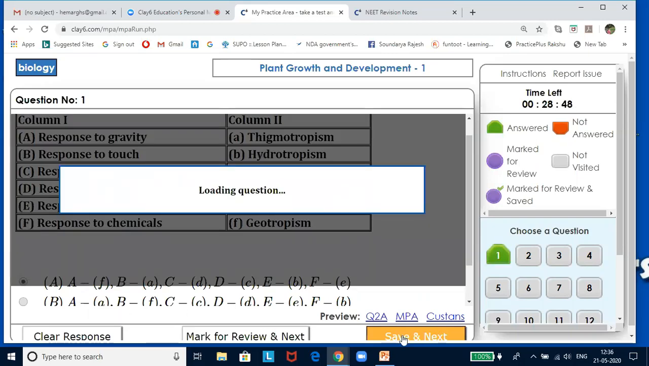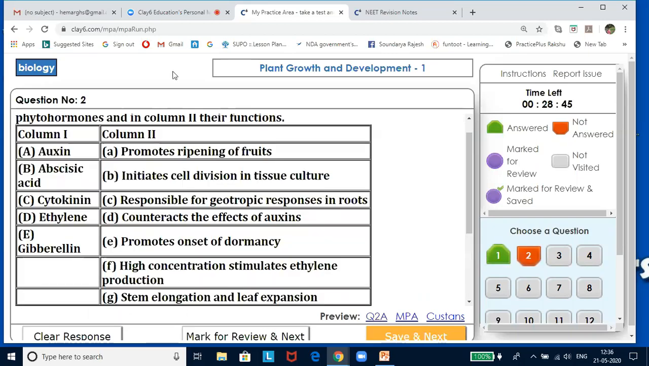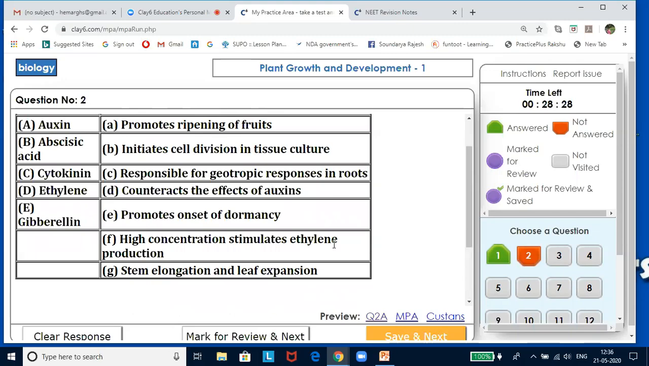So here, what promotes ripening of the fruits? Ethylene. So let us look at D. D, you find D in two choices. D, here, B, D. Now let us look into the next thing.